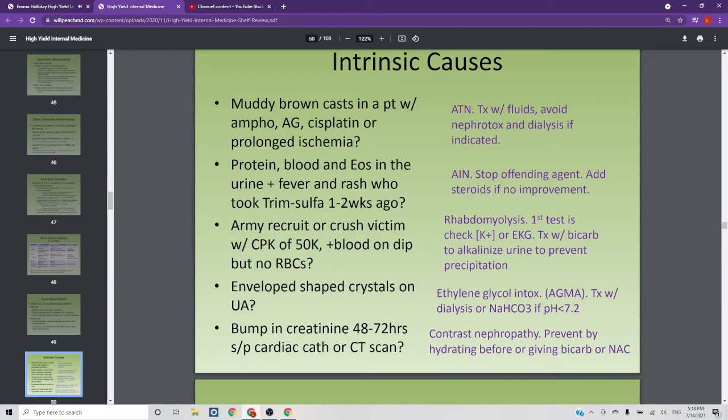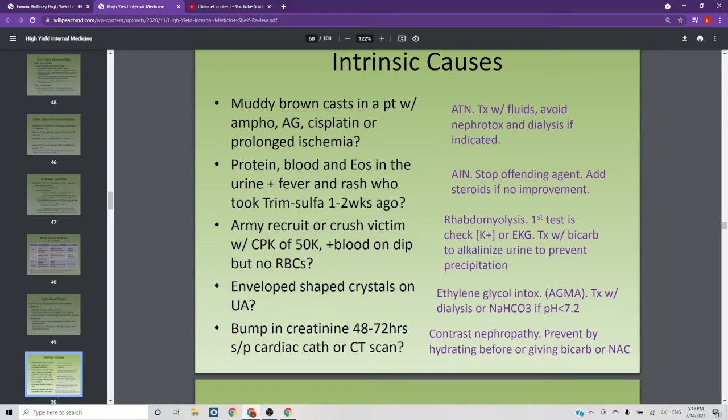Yes, that's AIN. And the treatment here, obviously we're going to stop the drug that's causing it because this is an allergic reaction that occurs in the kidney, and steroids can also be added if it doesn't resolve on its own. So if we've got an Army recruit or crush victim, CPK is sky high, there's blood on the dipstick, but negative red blood cells. Rhabdo, yes. So first test, this is important. If you suspect rhabdomyolysis, you need to either check potassium or get an EKG.